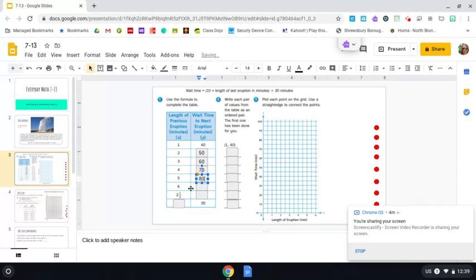Okay, next one, 6. 6 times 10 is 60, plus 30 equals 90. Okay, next one's a little tricky. So we have 2.5. So think, what's 2.5 times 10? Okay, so you add that. That would be 25. And then you add 30 to 25, and your answer would be 55.